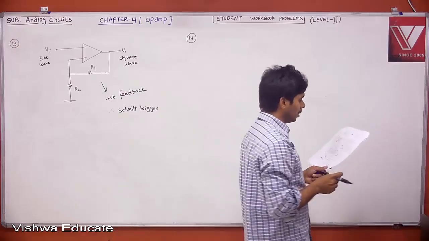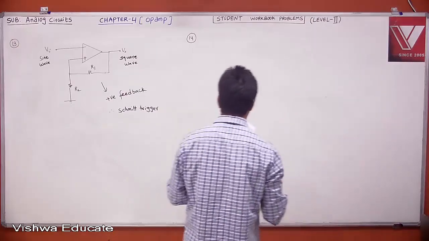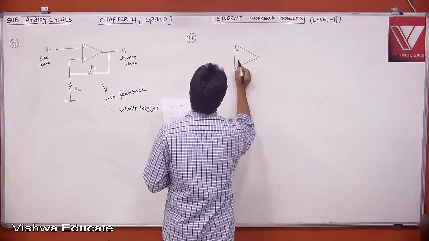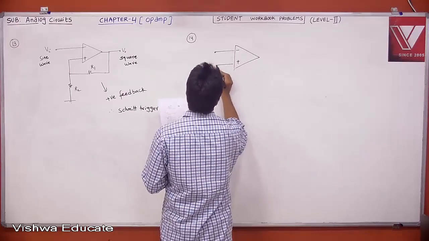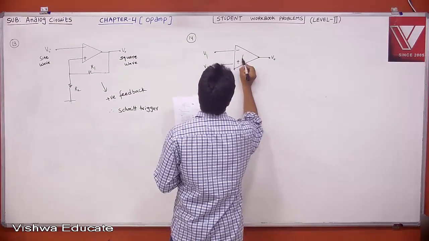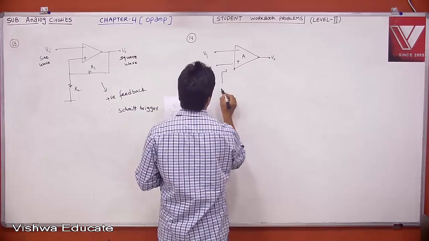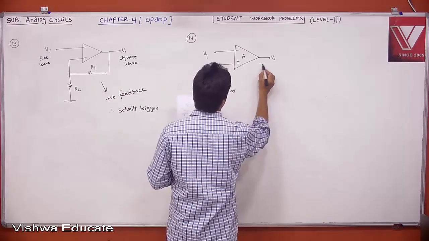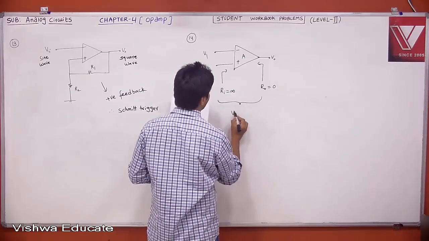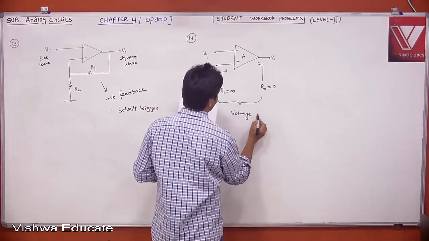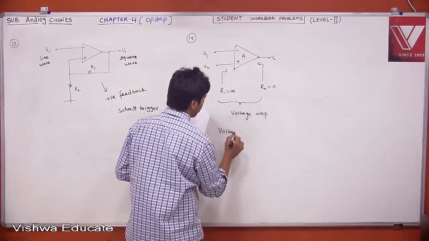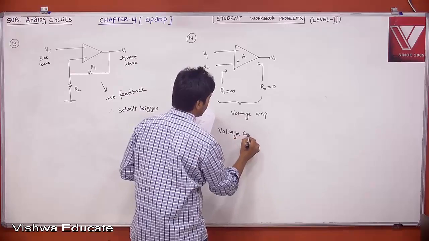An ideal op amp has an ideal what? Voltage controlled current source. Remember, your op amp is a voltage amplifier. That's what people say. This is V1, this is V2, this is V0. If I say this is ideal, because the input impedance Ri is infinity and the output impedance R0 is 0, therefore this is nothing but your voltage amplifier. When I say voltage amplifier, the input voltage will control your output voltage. Therefore, voltage controlled voltage source.